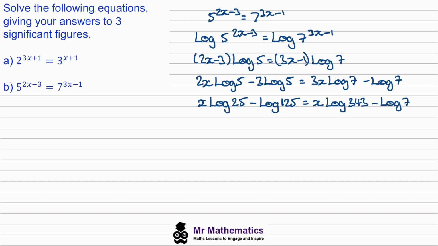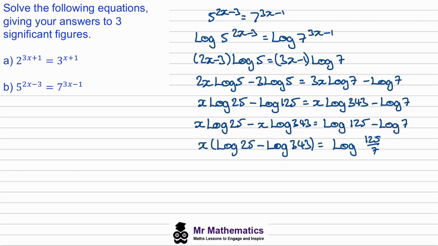So now we'll move these x terms to the left-hand side, and these constants to the right-hand side. We'll factor out the x on this side, and then we'll use the division rule to write this as a single log. So now we can use the division rule here and divide both sides by that, so we make x the subject. We can work this out on our calculators, and we get x is approximately 2.39 to three significant figures.